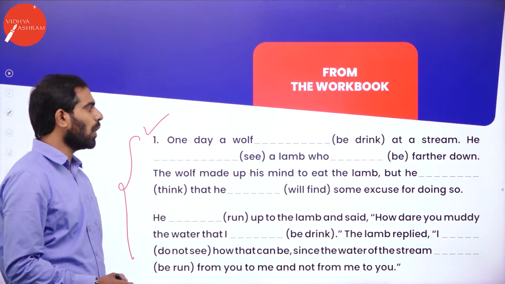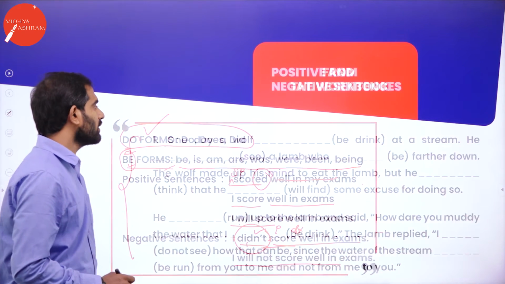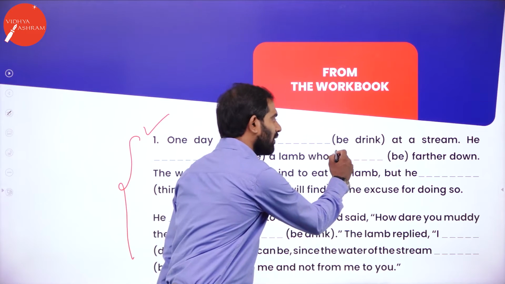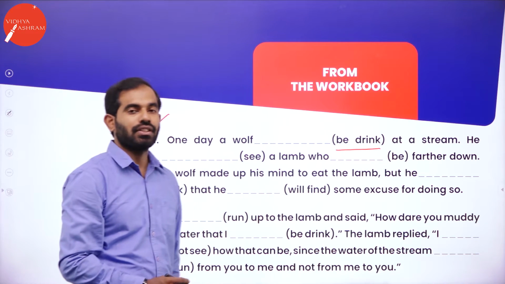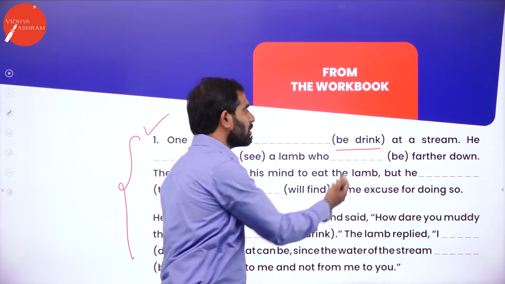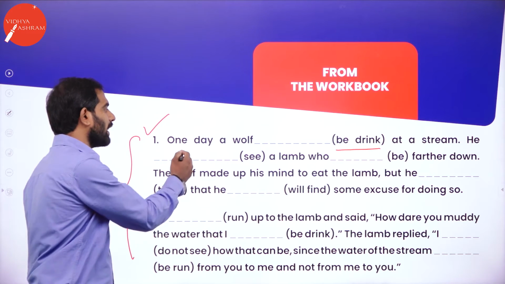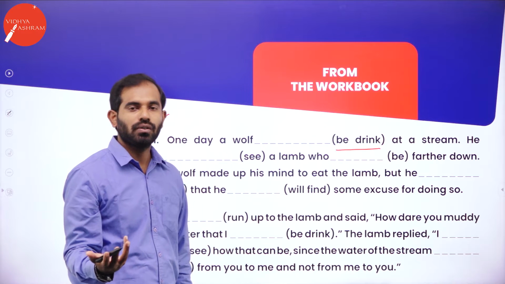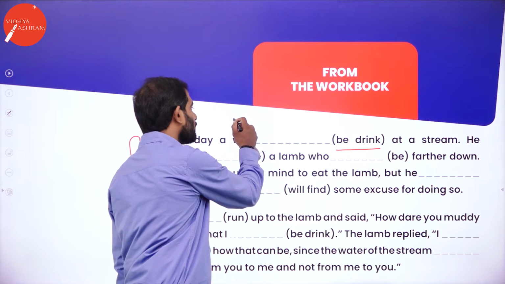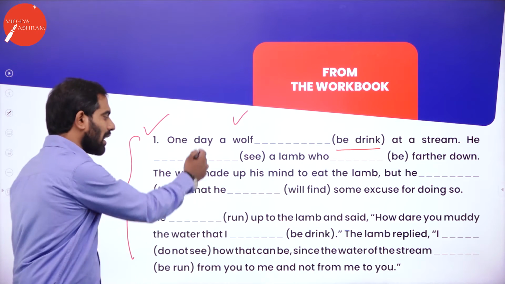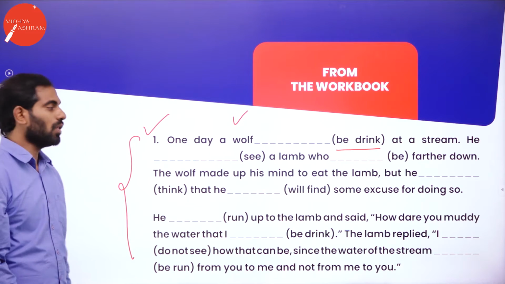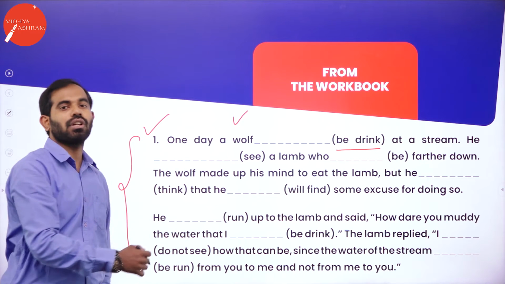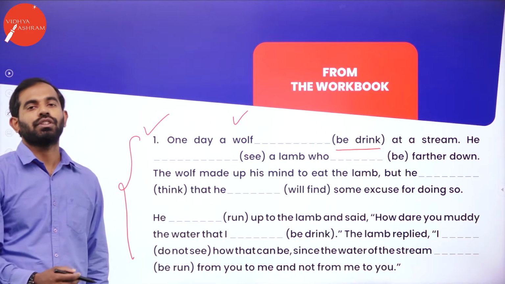One day a wolf, as I told you, there are be forms you need to know, and in examination they will be giving you such questions. Be, drink. So which one to use? You cannot say one day a wolf be drinking. No, you cannot use it. And what is the first thing you need to learn before you start answering this? You need to read the passage thoroughly and then come to the conclusion.